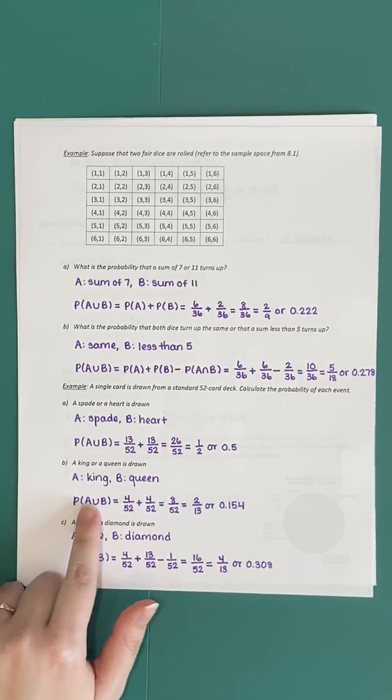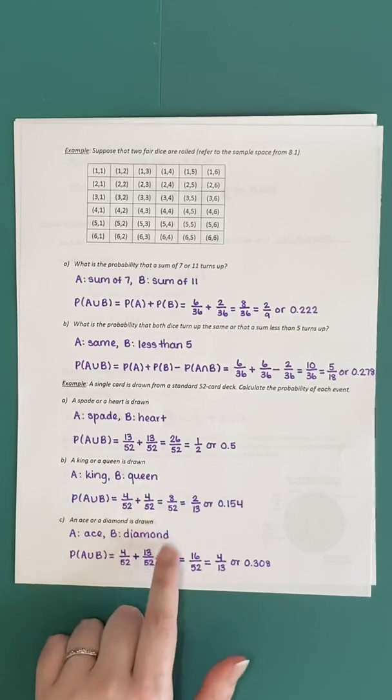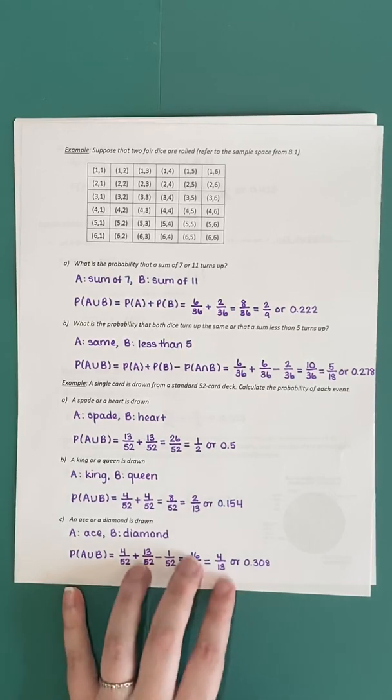So the probability of the union is going to be the sum of those two probabilities, which comes out to 8 out of 52, which reduces to 2 out of 13, or approximately 0.154. Okay, let's look at one more combination.